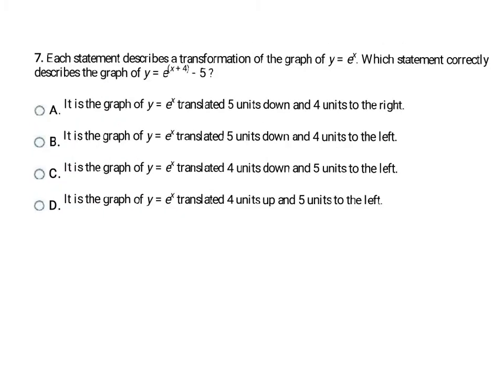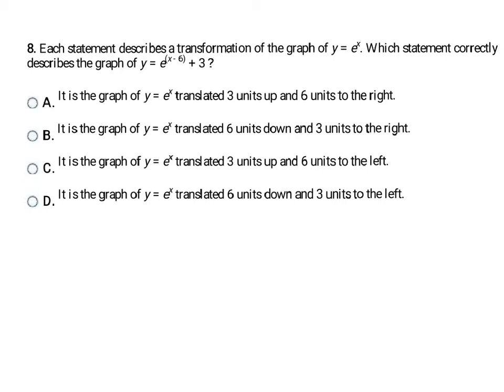So this example is similar, but now our parent graph is an exponential function. And it wants to know which statement correctly describes the graph when you add a +4 in parentheses and a -5 outside of the parentheses. So a +4 inside the parentheses with x, that's going to shift the graph to the left 4, and a -5 outside is going to shift the graph down 5, and the answer choice that reads that is letter B.